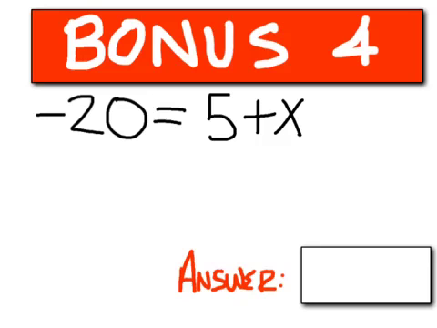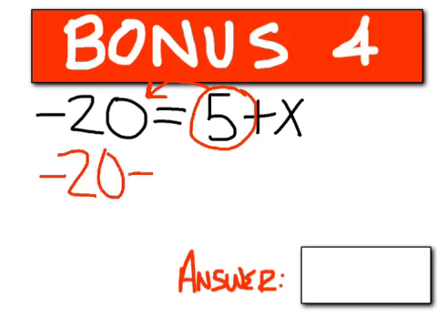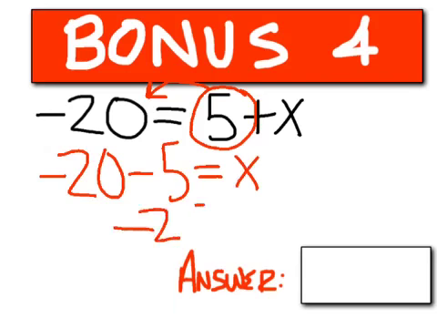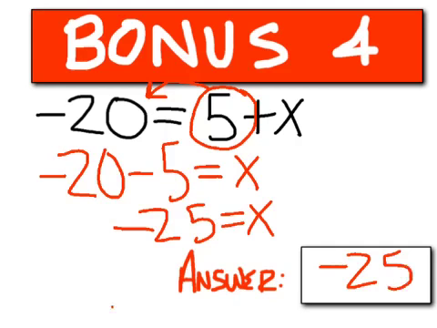Okay, bonus number 4. Okay, for this one, all we need to do is move our number to the opposite side. When we do that, it's going to become a negative 5. 20 minus 5 is going to give us negative 25. And that's our answer.